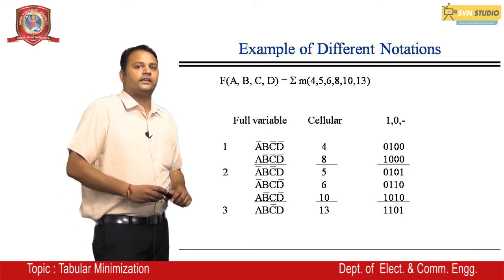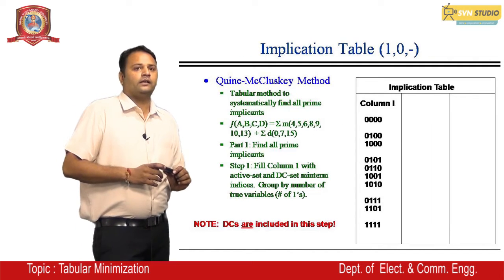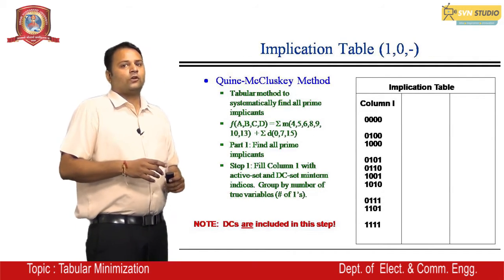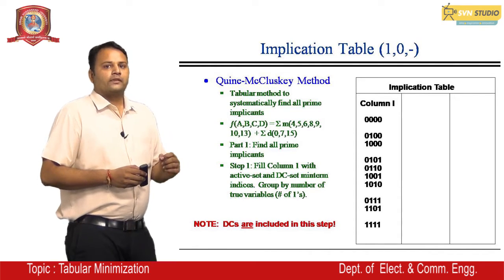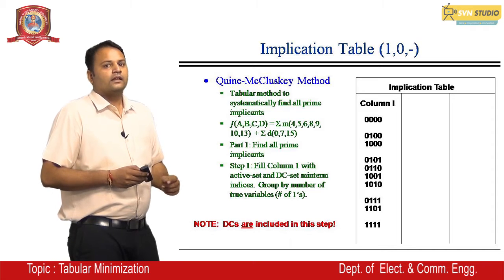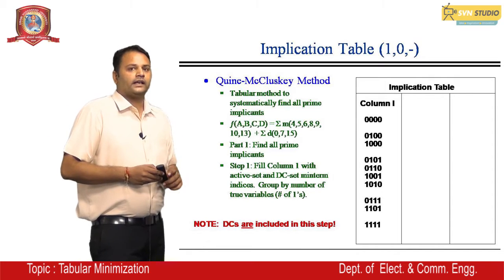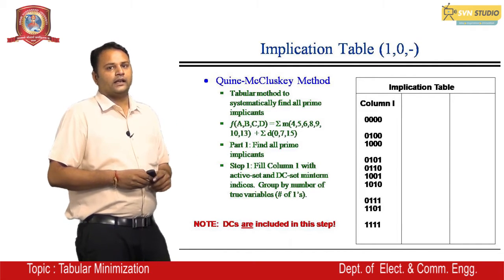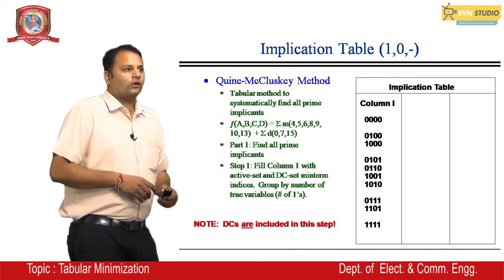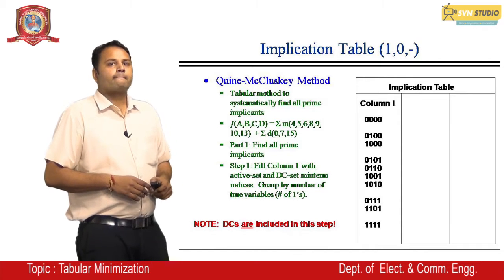Next, in the implication table of the Kuhn-McCloskey method, the first column is 0, 0, 0, 0, which has no 1. The second contains only one 1. In the third, two ones are contained. In the fourth, three ones are contained. And the last has all 4 variables as 1.